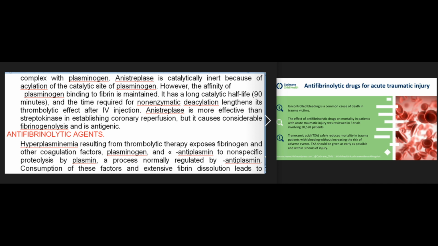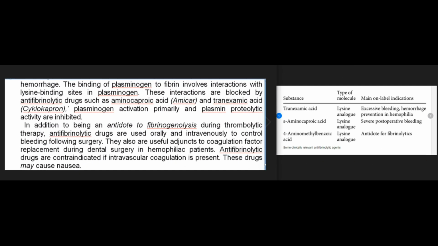Antifibrinolytic agents. Hyperplasminemia resulting from thrombolytic therapy exposes fibrinogen and other coagulation factors, plasminogen and antiplasmin to nonspecific proteolysis by plasmin, a process normally regulated by antiplasmin. Consumption of these factors and extensive fibrin dissolution leads to hemorrhage. The binding of plasminogen to fibrin involves interactions with lysine binding sites in plasminogen. These interactions are blocked by antifibrinolytic drugs such as aminocaproic acid (Amicar) and tranexamic acid (Cyklokapron). Plasminogen activation primarily and plasmin proteolytic activity are inhibited.